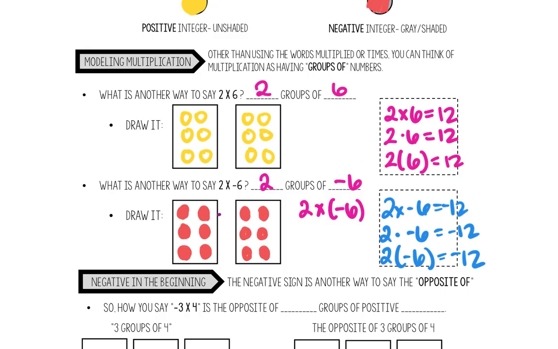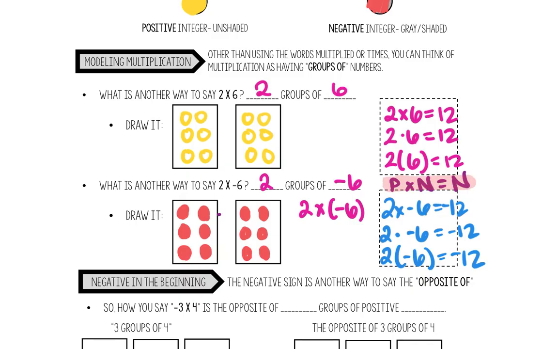Okay, so now I do actually want to go back and mention this. When I had a positive times a negative number, my answer is negative. That is very important. So a positive times a negative is a negative.